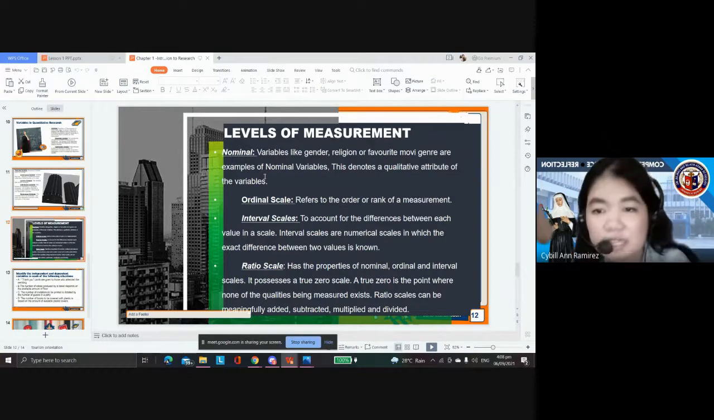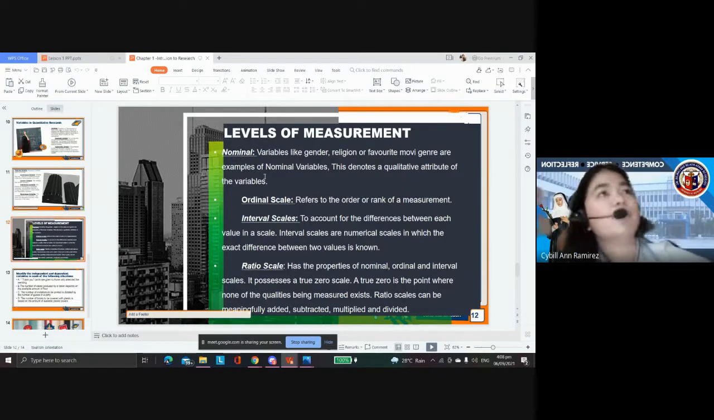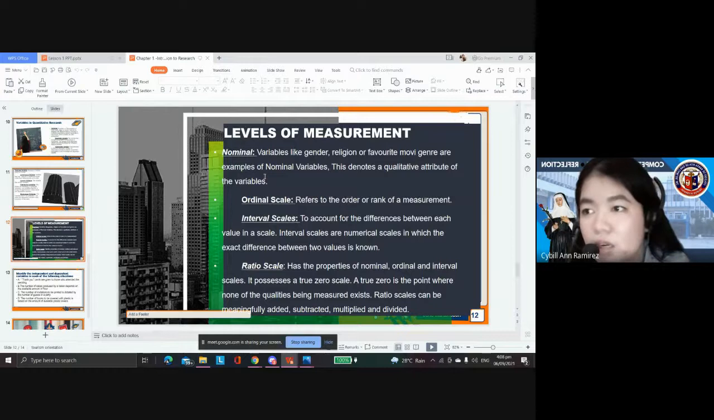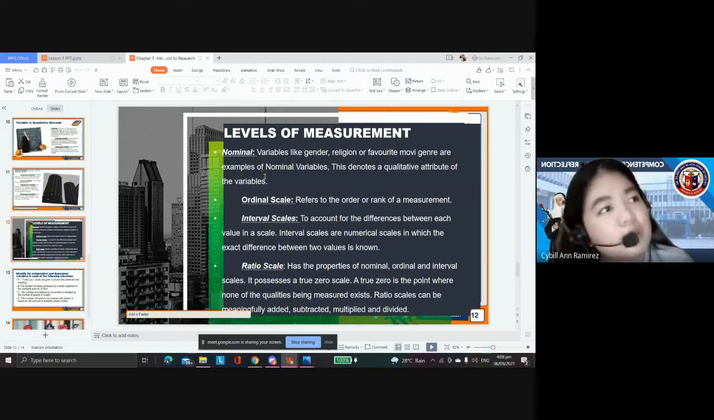Ang ordinal scale on the other hand is although imo siya i-classify, it is actually ranked. For example, I'm going to rank them from highest to lowest or from least to greatest or, for example, from first to last, no? From smallest to biggest. So that's an example for ordinal scale.